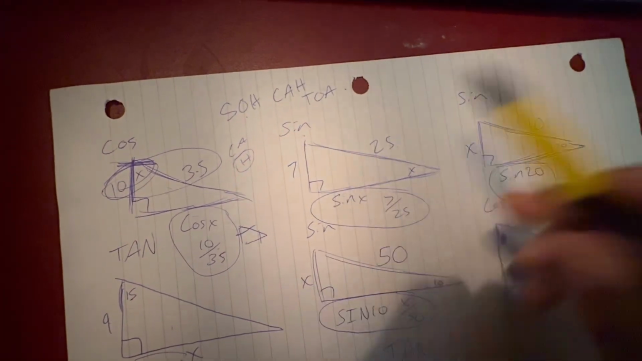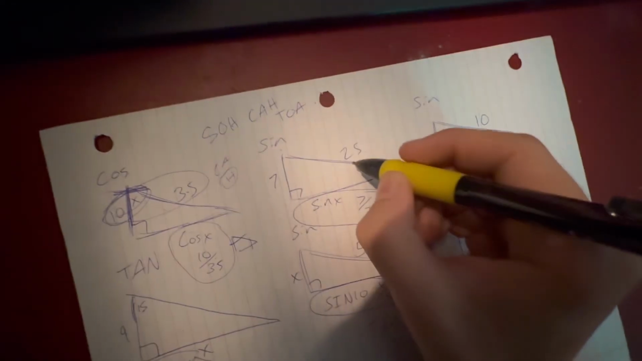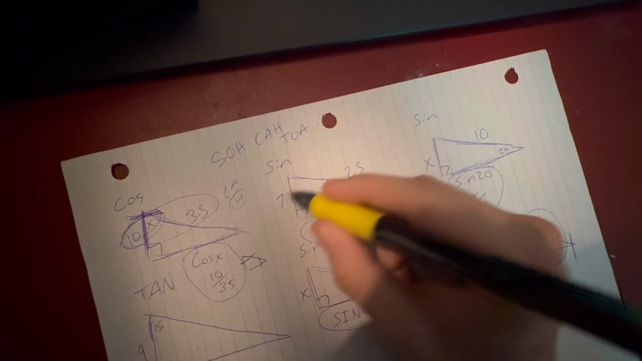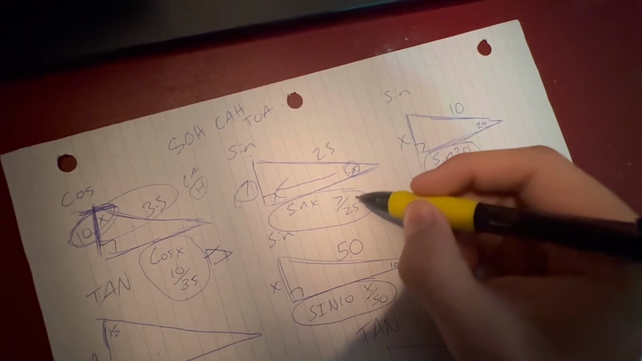This is going to be a sine. Obviously, it's going to be your opposite over your hypotenuse. We're solving for what's inside of the triangle. That's going to be the x. What's the opposite of the x? That's 7. 7 is going to be the opposite of what's on the inside of your triangle. So it's going to be going above that 25.